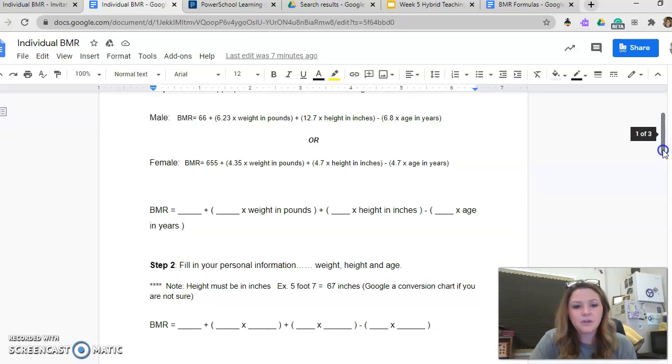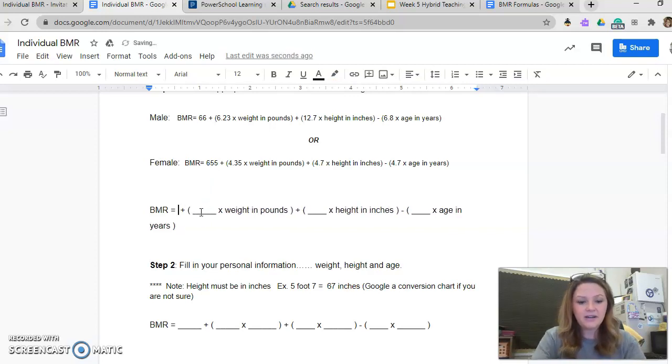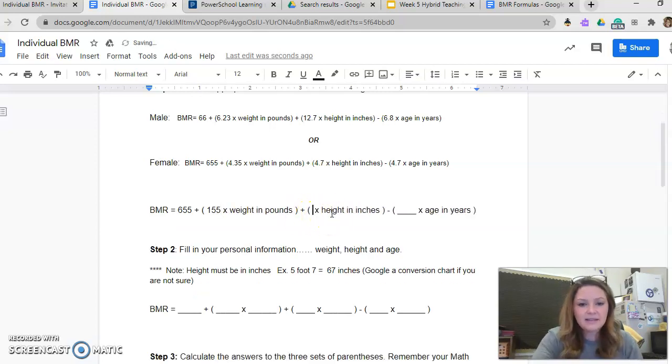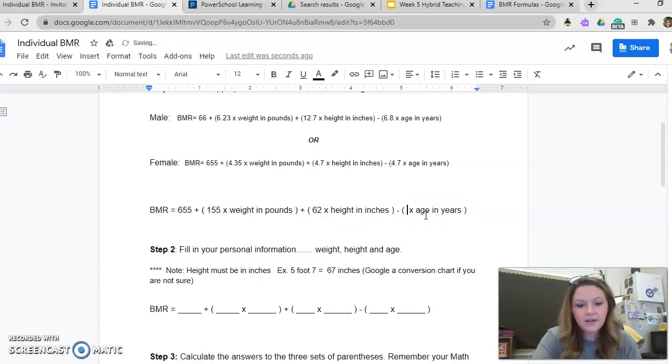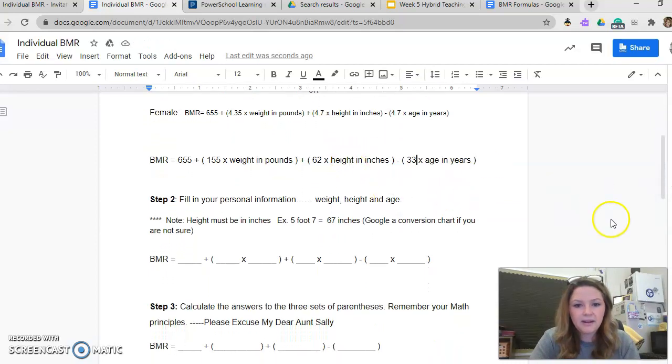Okay, so here we go. We're going to fill it in. I'm going to use the female formula. So males, make sure you're choosing the right formula. Girls, make sure you're choosing the right formula. Okay, so I am going to type in 655, times my weight, right? I just went to the doctor this week, actually. And yes, I am 5'2", so that would make me 62 inches. And I am 33. All right, so now I've got my formula here.